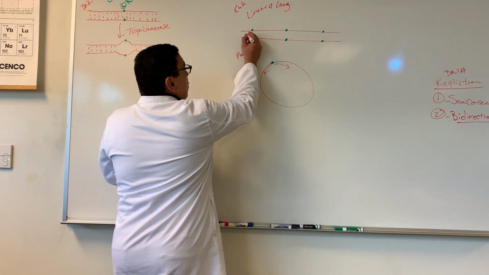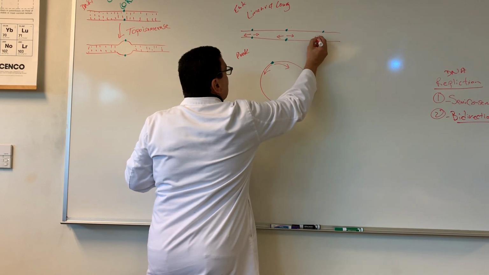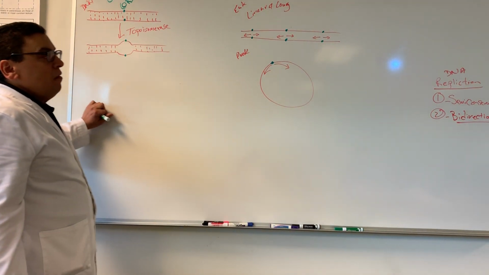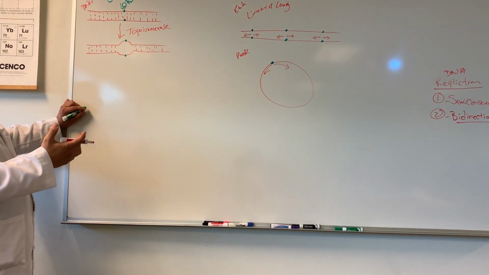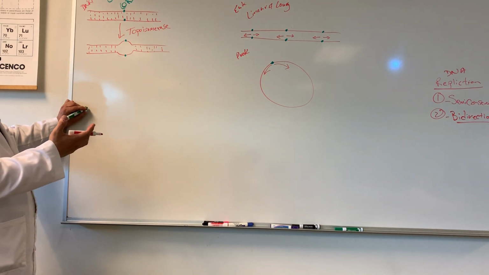Well, it's the same thing here. Your DNA replication is bidirectional at each origin of replication too, for efficiency, for speed. So the only way to guarantee that in eukaryotic cells is to have multiple origins of replication. And that's a good question on the exam.